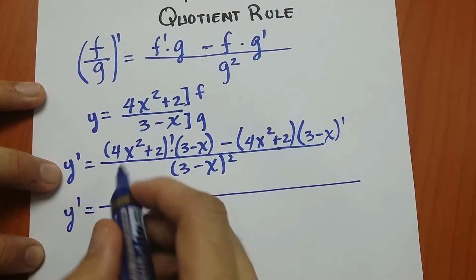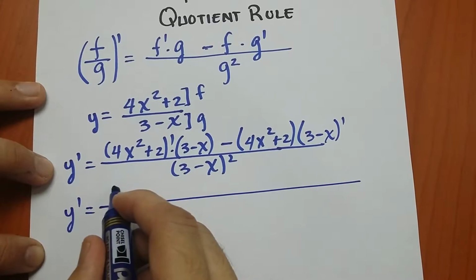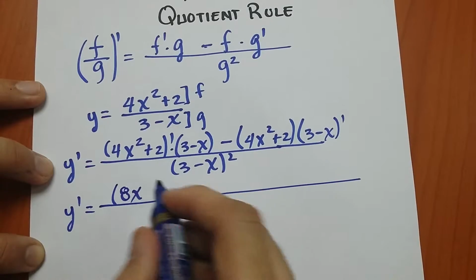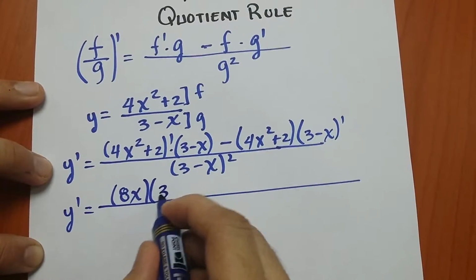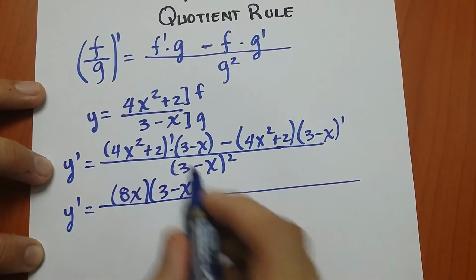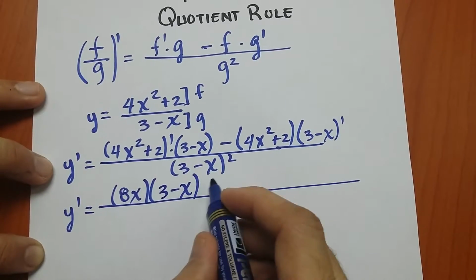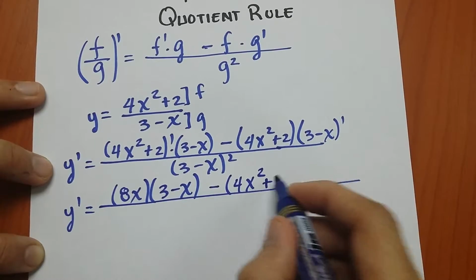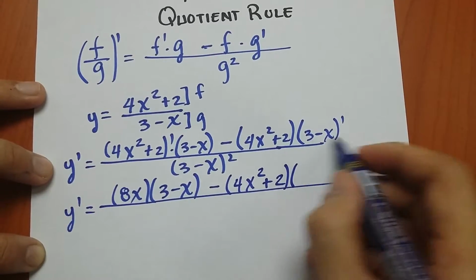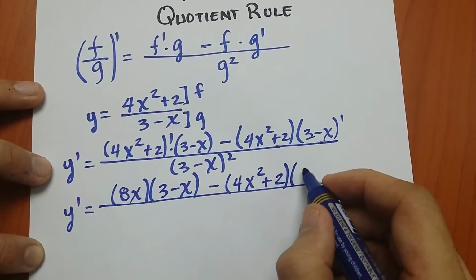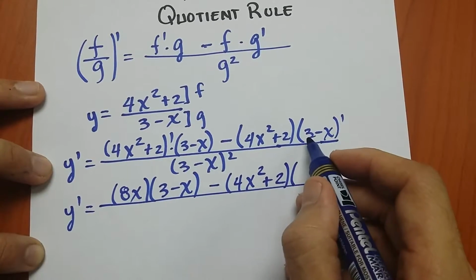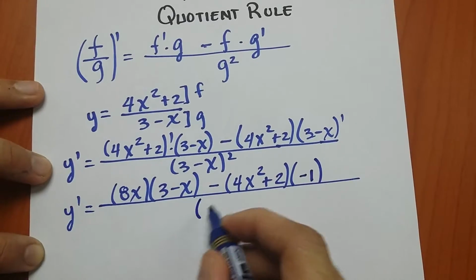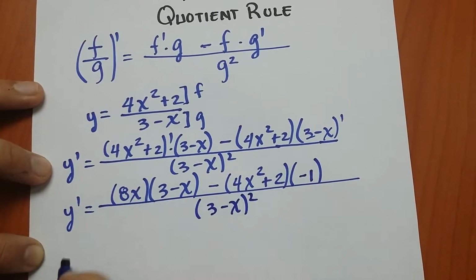Individual derivative, the derivative of this one is 8x, the derivative of 2 is 0, so it's not necessary to write it, times 3 minus x, we do not touch it, you do not compute the derivative of 3 minus x here, minus 4x squared plus 2 times the derivative of the denominator, that was 3 minus x, well, the derivative of 3 is 0, and the derivative of negative x is negative 1, divided by (3 minus x) squared.